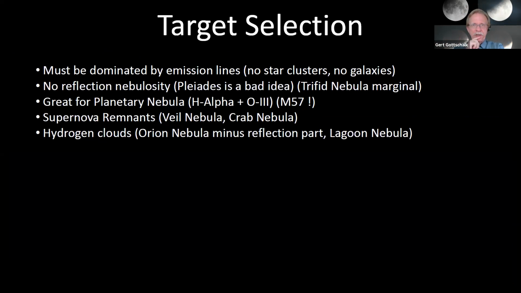Now you go out taking images, so you must select your target. You want to have targets that are dominated by emission lines. Something like a globular cluster or a galaxy will not be working well. Reflection nebulosity, that is also reflected multispectral starlight, doesn't work well. Pleiades is a bad idea. Trifid Nebula may be marginal. It is great for planetary nebulae, the Ring Nebula in Lyra, supernova remnants, Dale Nebula, Crab Nebula, and these huge hydrogen clouds, Orion Nebula, Lagoon Nebula.